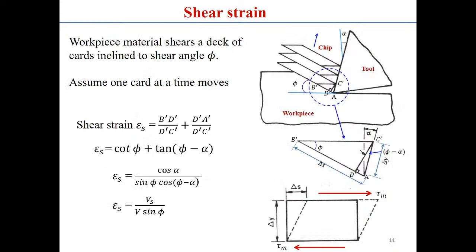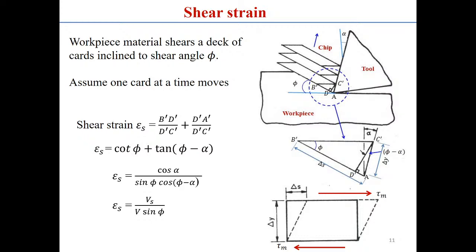So that way we can get this kind of relation. Similarly, the shear strength is also important. How do we estimate it? Simply, take an element: shearing happens parallel to this plane, the shear stress is acting, and there is a small deformation delta s over the thickness delta y. The same analogy applies to this machining process, which we have clearly shown here, which one is delta s and which one is delta y. From there you can see the shear strain consists of two components, cot phi plus tan of phi minus alpha, and that is the shear strain.